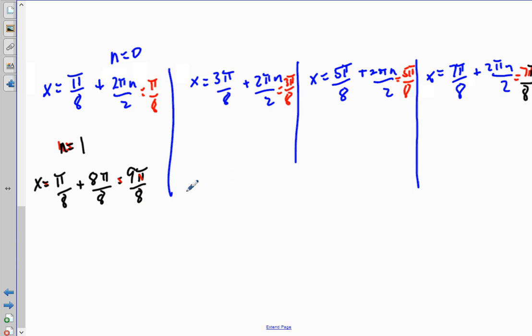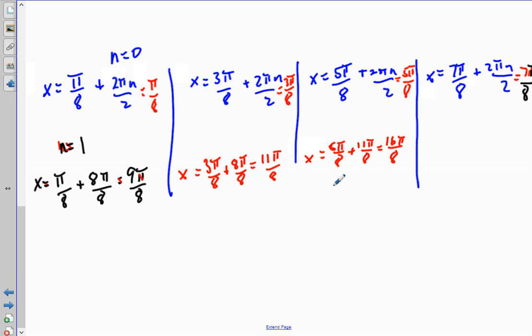I apologize, my smartboard's kind of going a little crazy right now. Next one, back to blue again, when n equals 1, we're going to have 3 pi over 8. We're going to add that to 8 pi over 8, because those are going to be the same. And that's going to give us 11 pi over 8. We're going to have 5 pi over 8, once again, plus the 8 pi over 8, which is going to give us, what is that, 16 pi over 8.